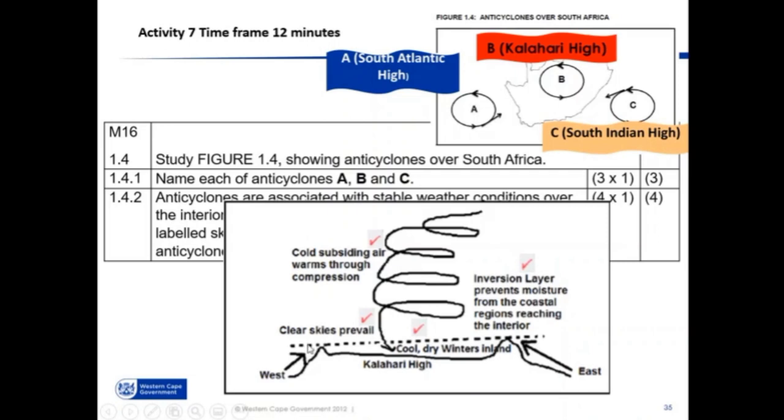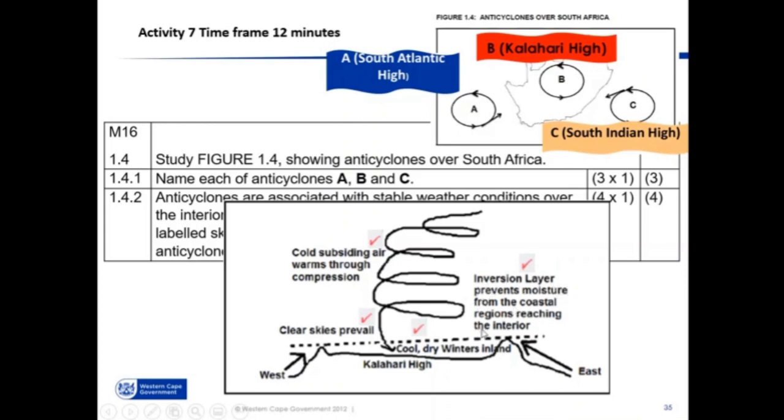Right, anticyclones are associated with stable weather conditions over the interior of South Africa, particularly during winter months. Remember, this cold air, right? There's not a lot of change that happens in that air as it subsides. There's a lot of changes happening with warm air as it rises. That's why we call it unstable air. Okay, we can continue. If you do this drawing, you need to show the inversion layer.